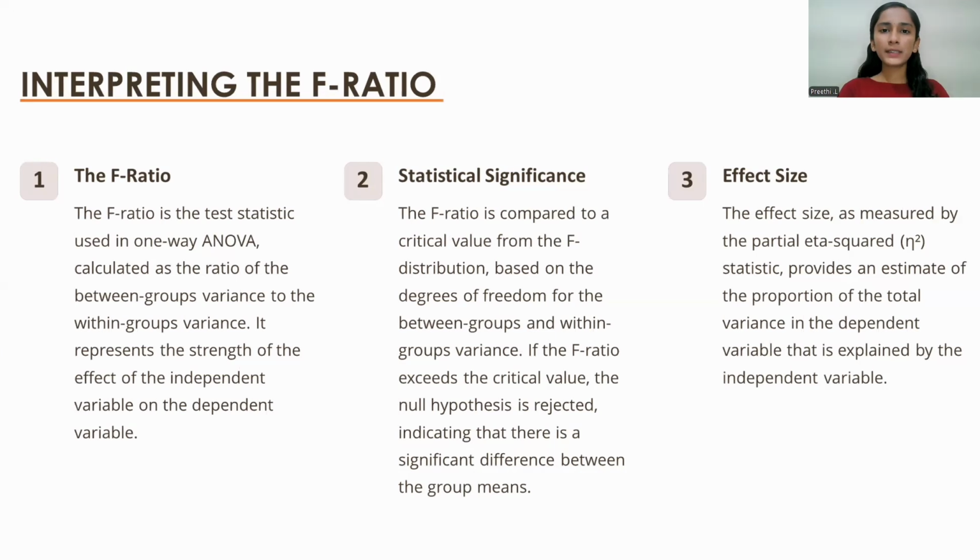Now let's see the topic interpreting the F ratio. The F ratio. The F ratio is a test statistic used in one-way ANOVA, calculated as the ratio of the between groups variance to the within groups variance.